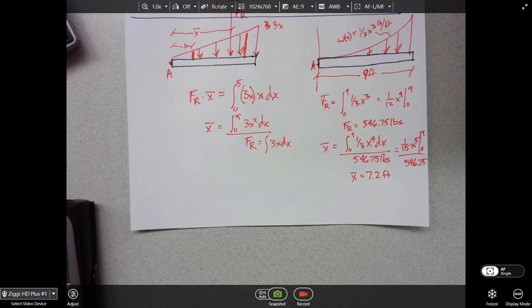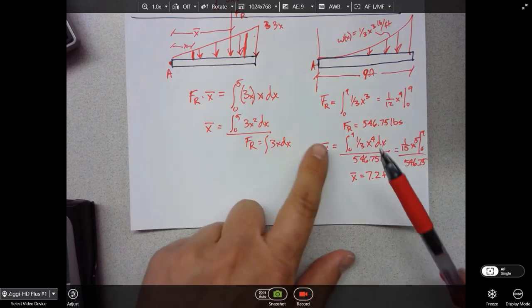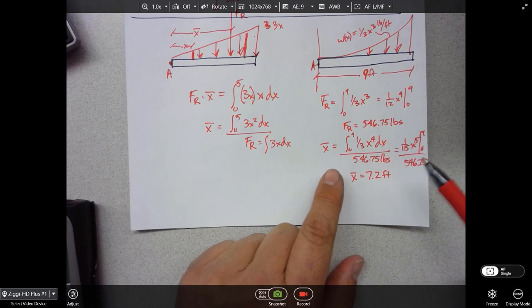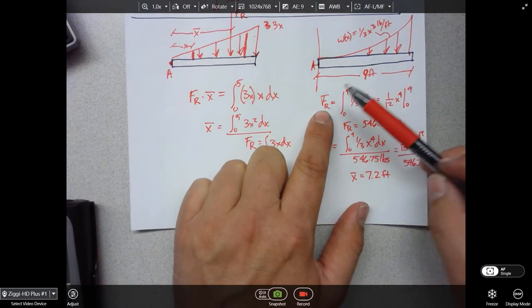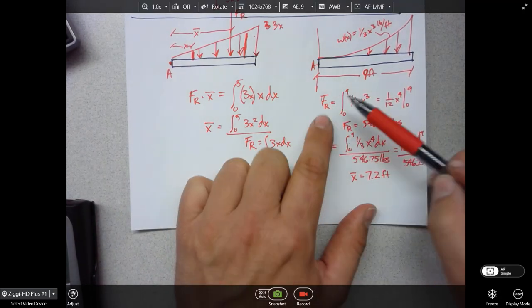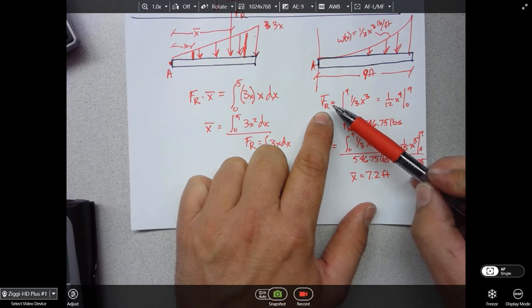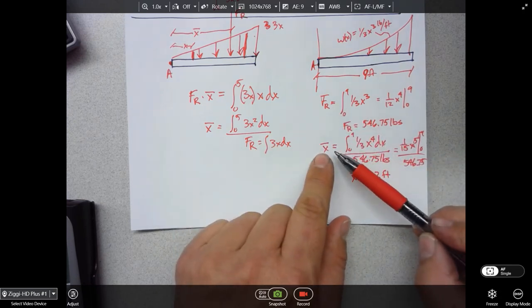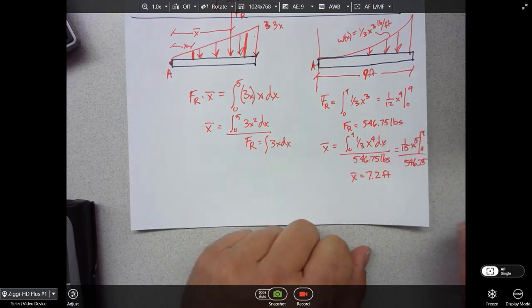I think I forgot something along the way. What's the difference between the x bar and F R? The x bar? Yeah, x bar. Yep, no problem. So what's the difference between F R and x bar? F R is the magnitude of the resultant force, okay? And x bar is the location of it from the point you're looking at. Okay.